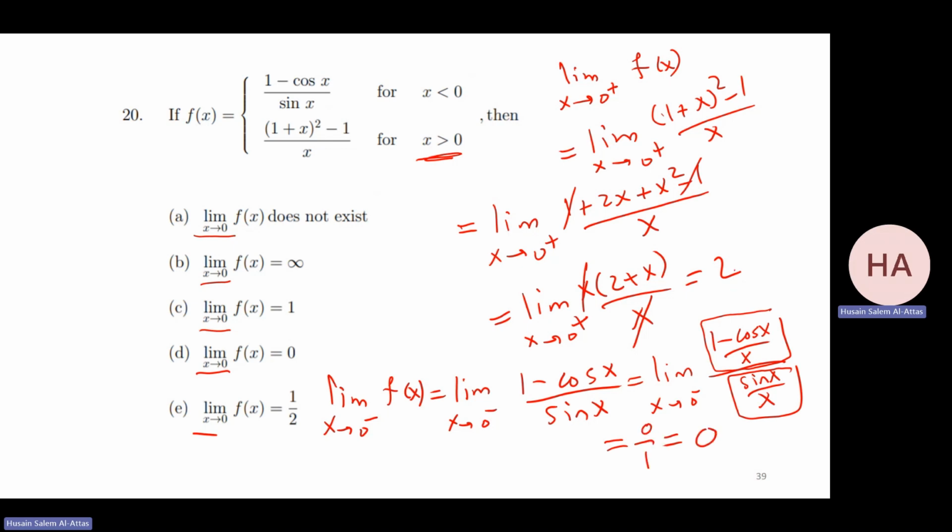These two are not the same, so the limit does not exist. This is 2 from the right, and from the left, I'm getting 0. So the limit does not exist.